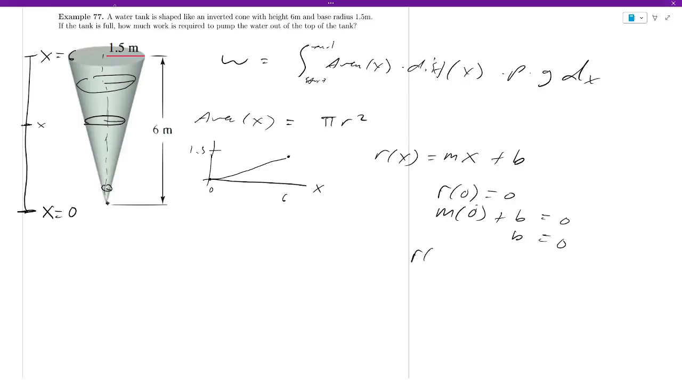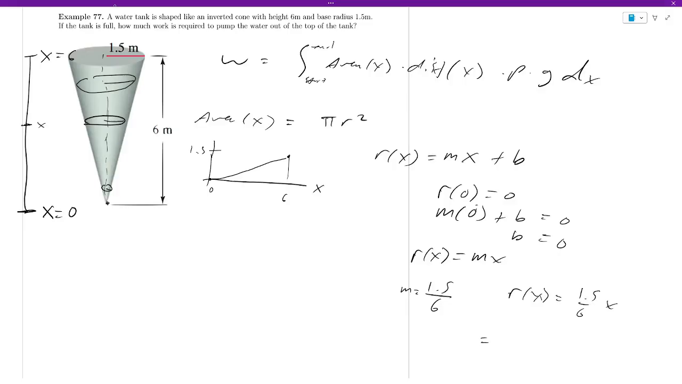So we know r of x is mx. We just have to figure out the slope. Well, what's the slope of this? I can think rise over run. It goes 1.5 high over the course of 6 across. So that's it. r of x is 1.5 over 6 times x. That's the function for the radius.